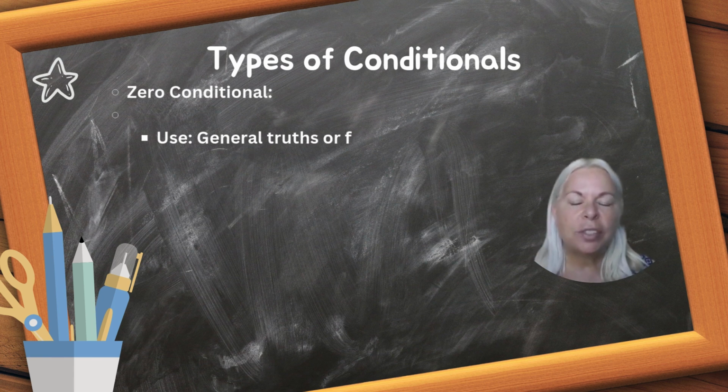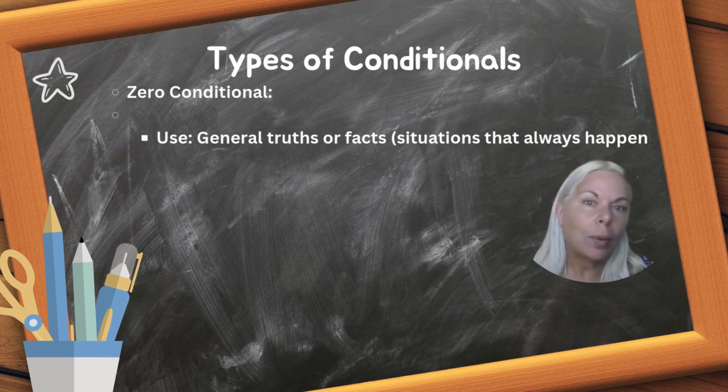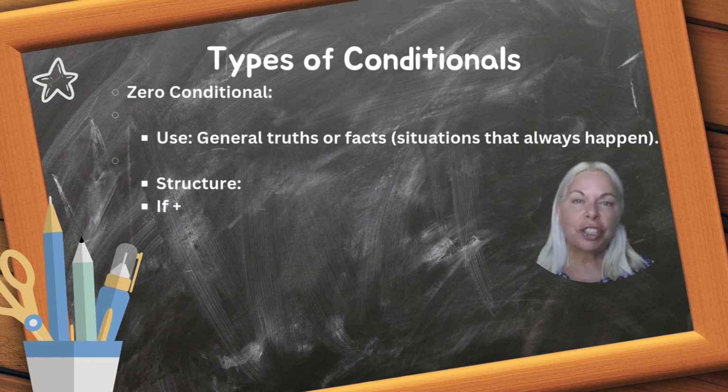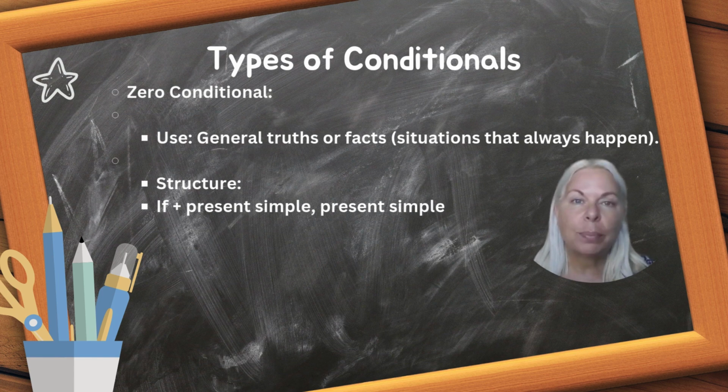Use these with general truths or facts, so situations that always happen. The structure is if plus present simple plus present simple. This means it uses the present tense in both clauses to express a general truth or fact that is always true. Like, for instance, if you heat water, it boils.